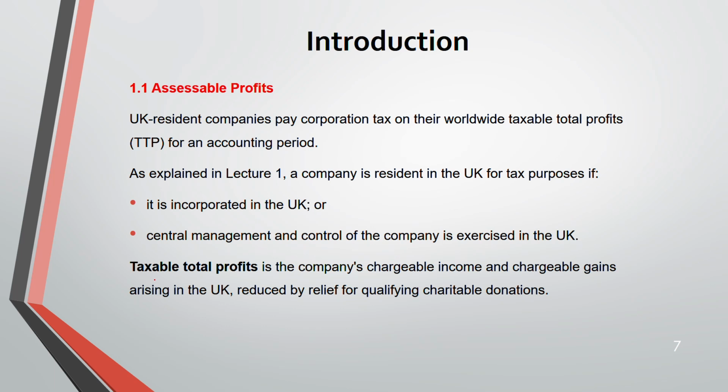Taxable total profit. This term you will see when you are referring to corporation tax company profits. Let me recall: under income tax, it was your taxable income. Under capital gains tax, it was your chargeable gain. Here it is taxable total profit. It's the same thing, but the terms change. On your taxable total profit, you apply the corporation tax percentage and find the tax.